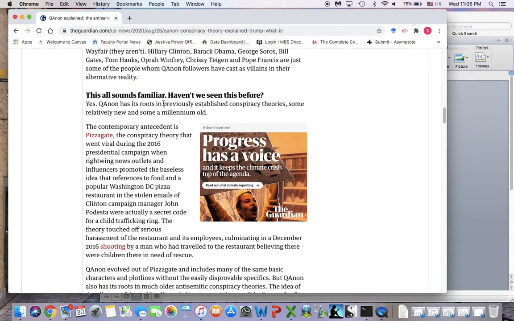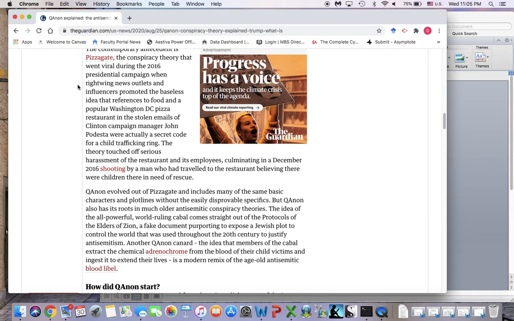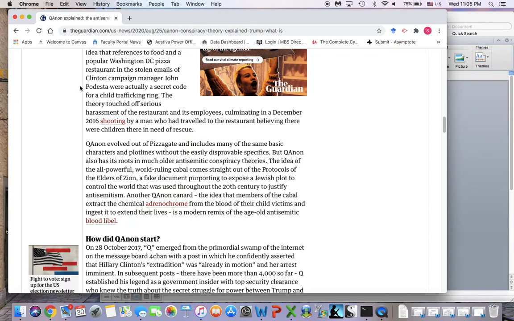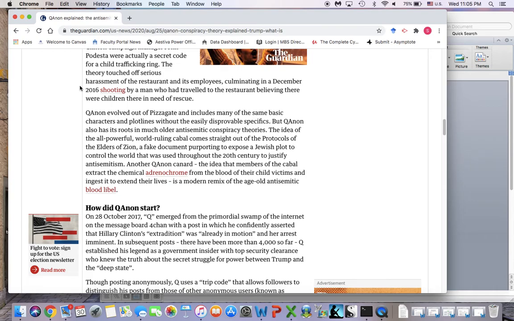This all sounds familiar. Haven't we seen this before? Yes. QAnon has its roots in previously established conspiracy theories, some relatively new and some a millennium old. Okay. The contemporary antecedent, Pizzagate, the conspiracy theory that went viral during the 2016 presidential campaign when right-wing news outlets and influencers promoted the baseless idea that references to food and a popular Washington, D.C. pizza restaurant in the stolen emails of Clinton campaign manager John Podesta were actually a secret code for a child trafficking ring. The theory touched off serious harassment of the restaurant and its employees, culminating in a December 2016 shooting by a man who had traveled to the restaurant believing there were children there in need of rescue.